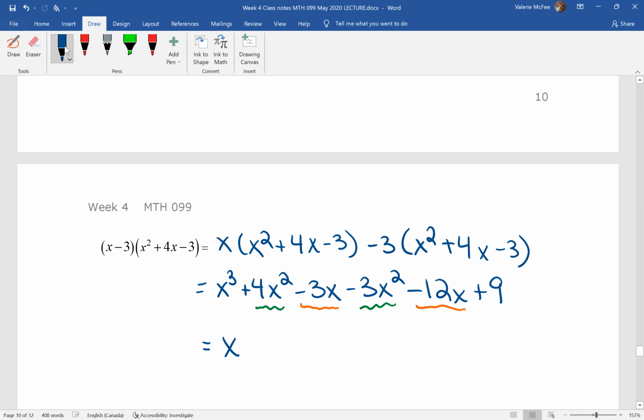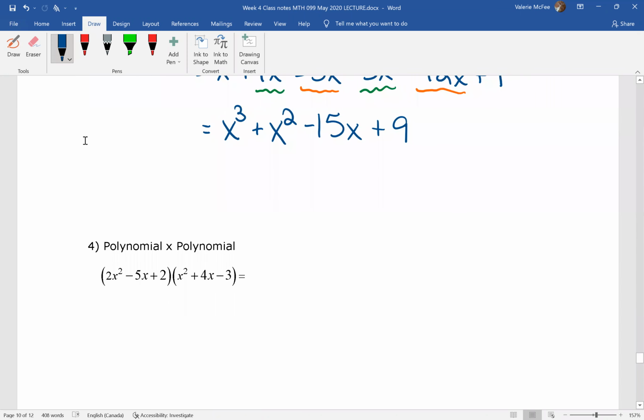So we have x cubed. 4x squared minus 3x squared. Keep the x squared. Just 4 minus 3 is 1. Minus 3x minus 12x, -15x. Plus 9. Good.